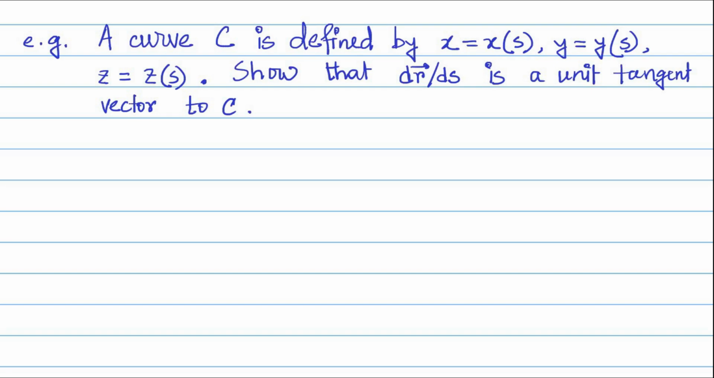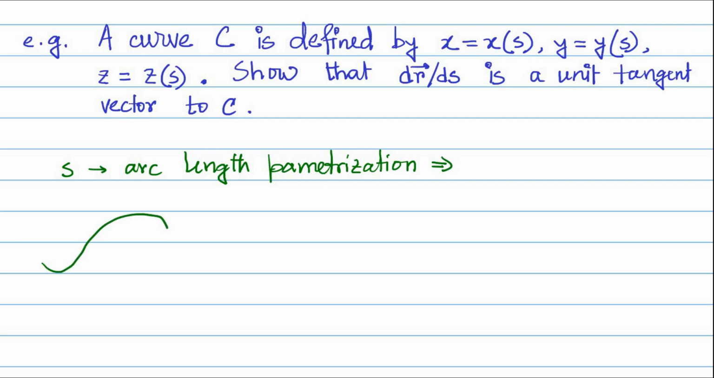So we have s is the arc length parameterization. So what does it mean? It means if you take any point, let's say this is the point P, and this is the curve C. So basically s is the distance of the point under study. Let's say the point is Q. Now the point P has to be regarded as a fixed point, so this is fixed, okay?